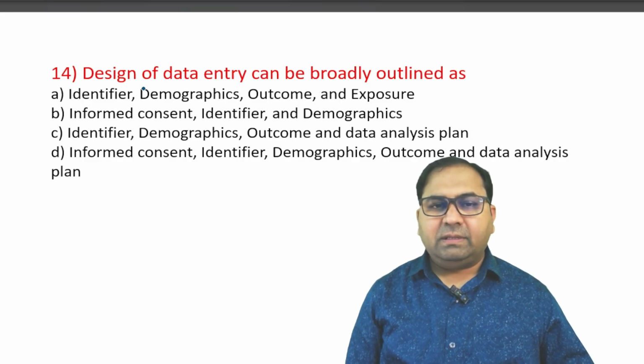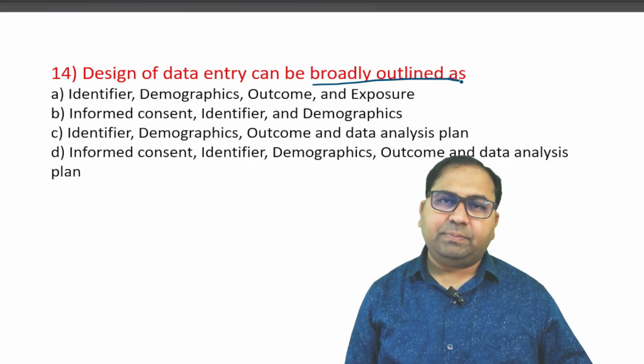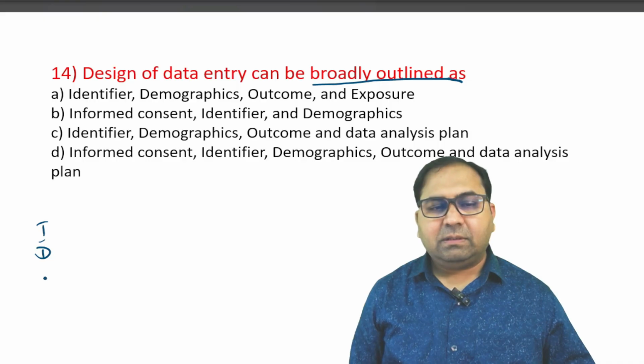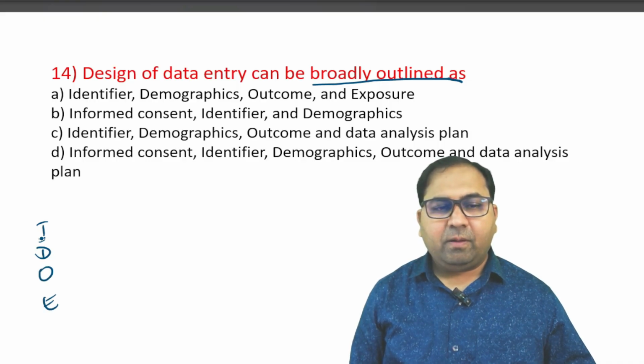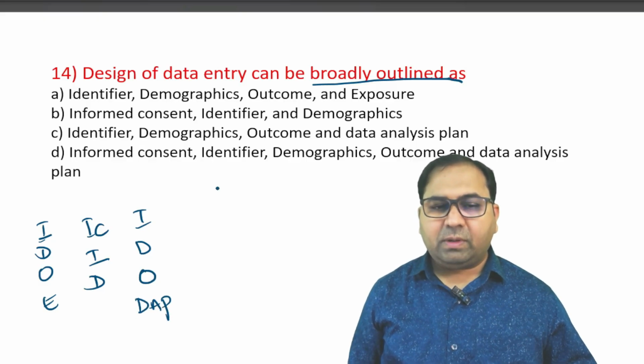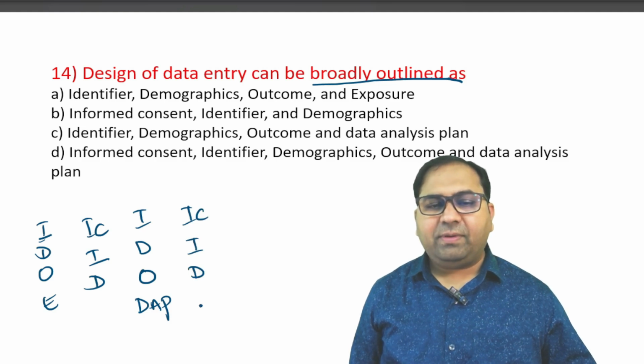Next question. The design of data entry can be broadly outlined as how? The options are A, identifier, demographics, outcome and exposure; B, informed consent, identifier and demographics; C, identifier, demographics, outcome and data analysis plan; and the fourth option is informed consent, identifier, demographics, outcome and data analysis plan.